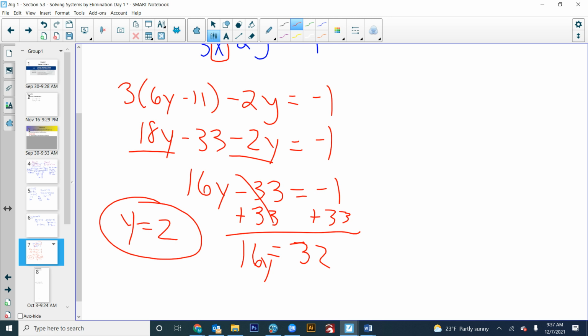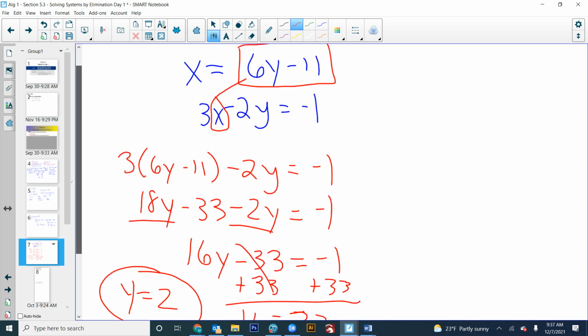Wouldn't it make sense to plug into the top equation? Doesn't that make sense? So y equals 2. I'm plugging in right there. X, I need x, right? So 6 times what? What's y? 2? What's 6 times 2? 12 minus 11.